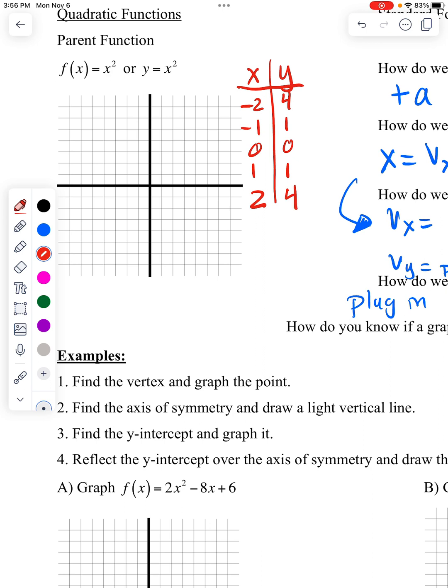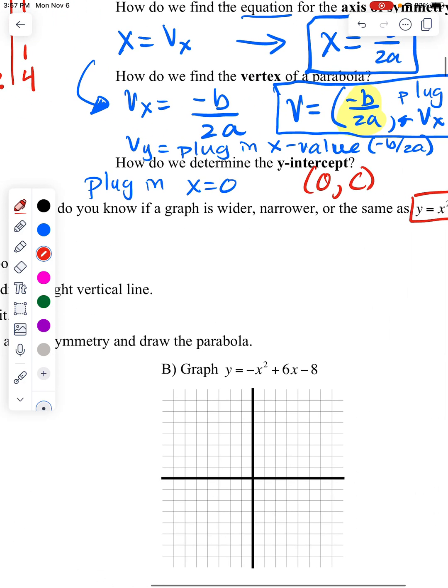So I already know the general shape. At -2, I'm up 1, 2, 3, 4. At -1, I'm up 1. At 0, 0. At 1, 1. At 2, 4. So my parabola just comes down through here and goes back up, and that's going to be the parent graph, the one that is just average size, where a is 1x squared. Then, how do you know if it's going to be narrow or wider?